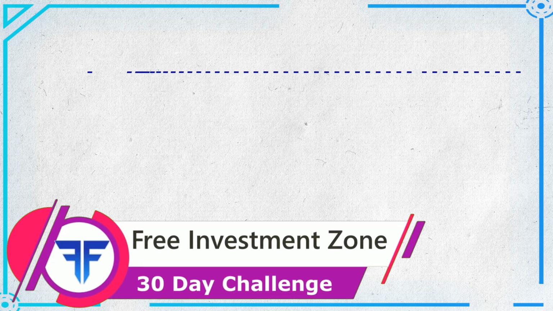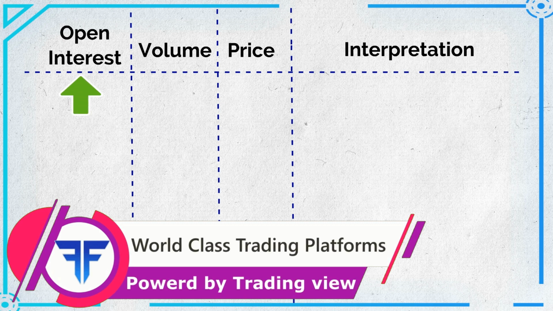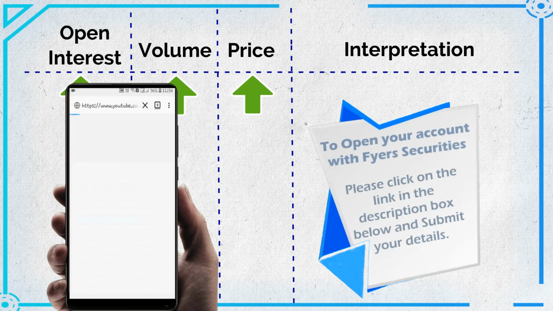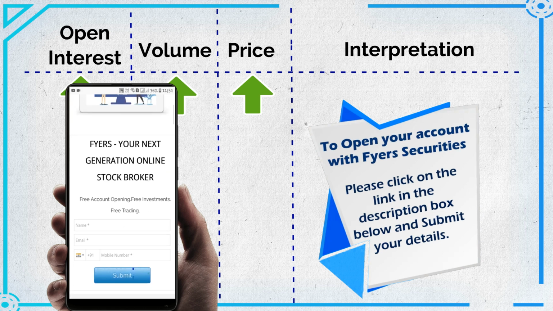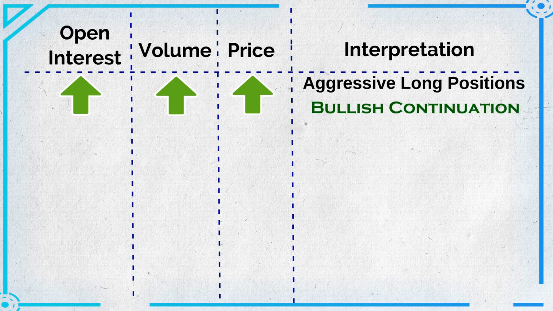Let us see different possibilities. First, open interest rising, volume rising, and price rising. What does this mean? More participants are interested in that script, and there is a rise in price too. So, can we say that more participants are bullish on that script? Aggressive traders may have opened their long positions or added to their existing positions. This may mean that the aggressive approach may continue in the future too. So, this is a bullish continuation signal, which indicates further movement on the upside.